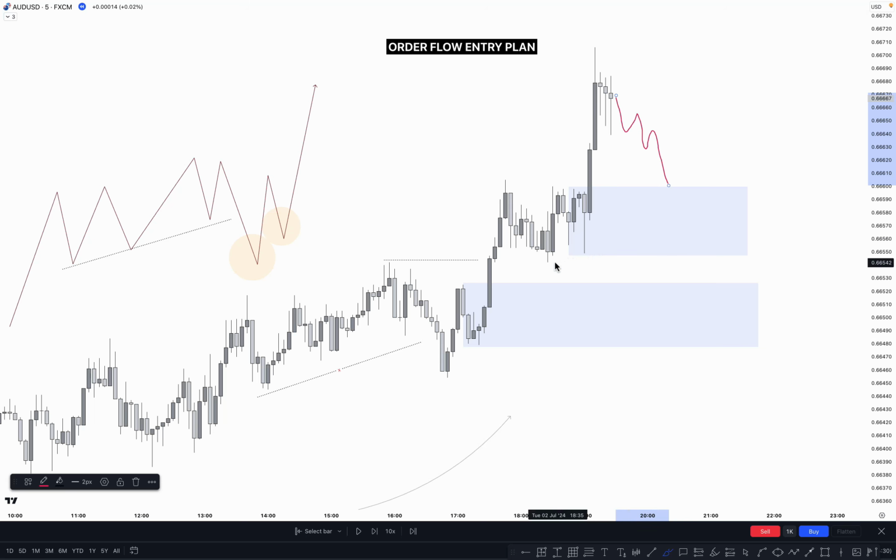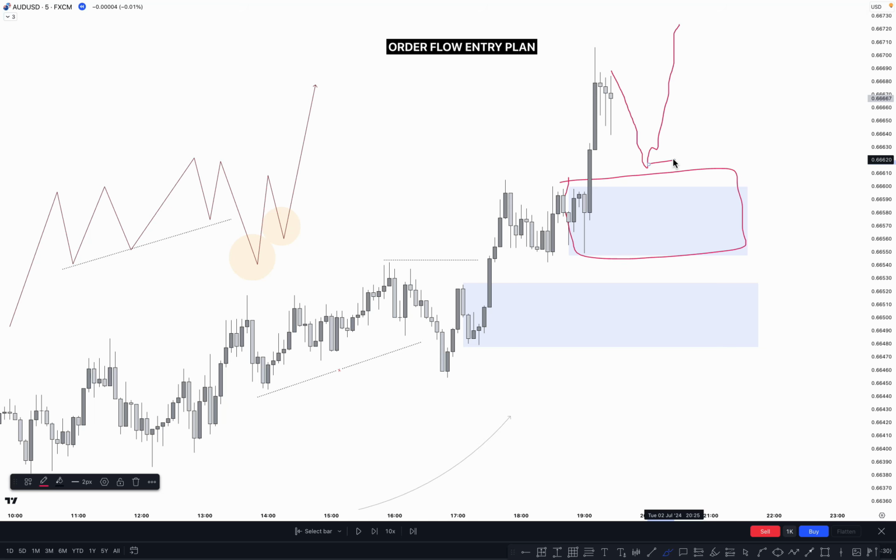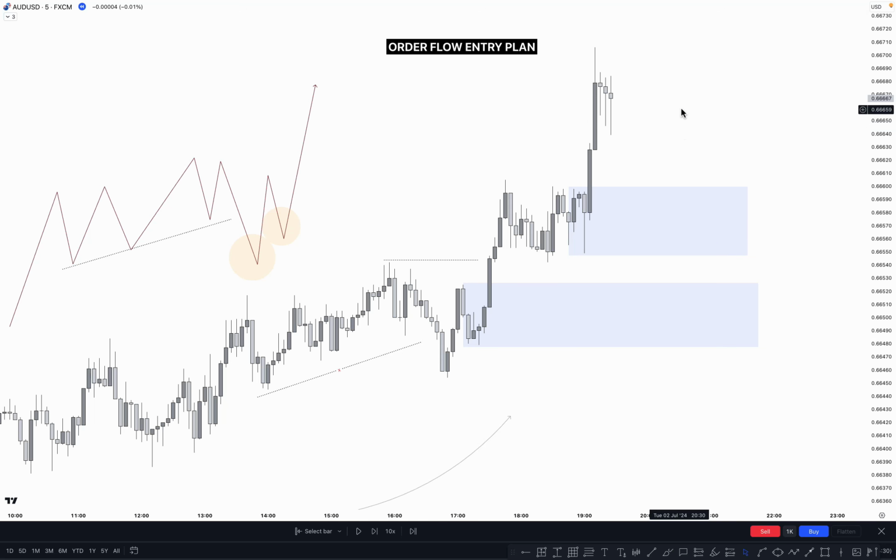Why? Because this low acts like an inducement, and after the inducement we are planning the buy to the upside. And also if price takes a pullback and then the market goes up, we can take a risk for the buy at this point. Why? Because this low acts like an inducement, and after taking out the inducement we can plan the buy. Okay, so let's see what happened next.